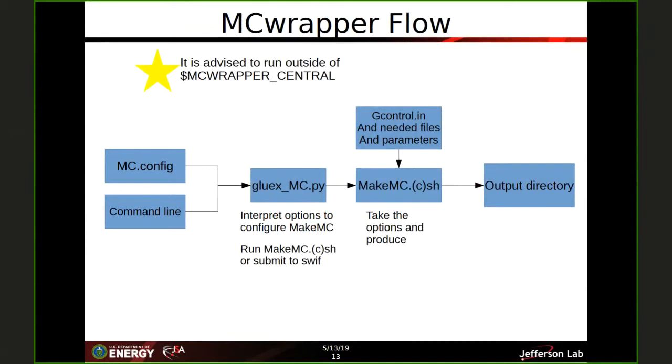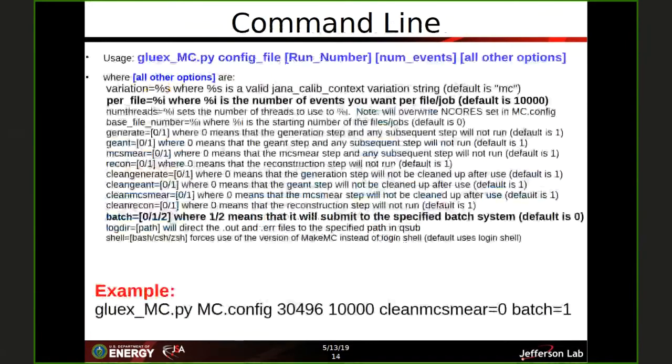If you're using a group build, this doesn't really apply. You shouldn't have permission to do this. Don't run MC wrapper from the MC wrapper central directory. It's just needlessly messy and can cause other problems. Here's the command line. I don't want to go through all of this. It's in the documentation in more detail. But I did want to bring a couple of the options out.